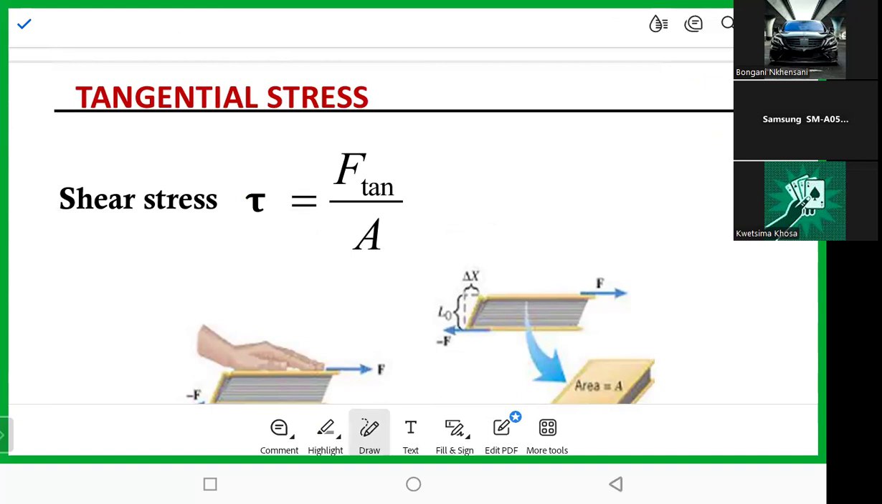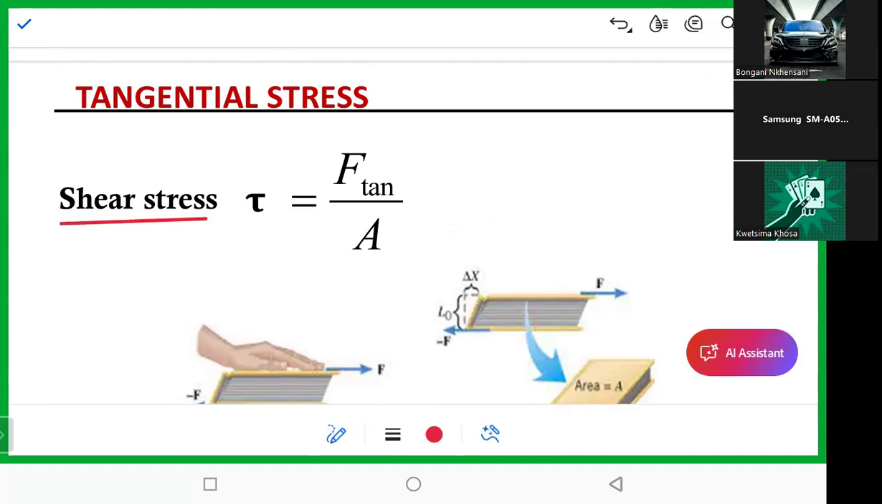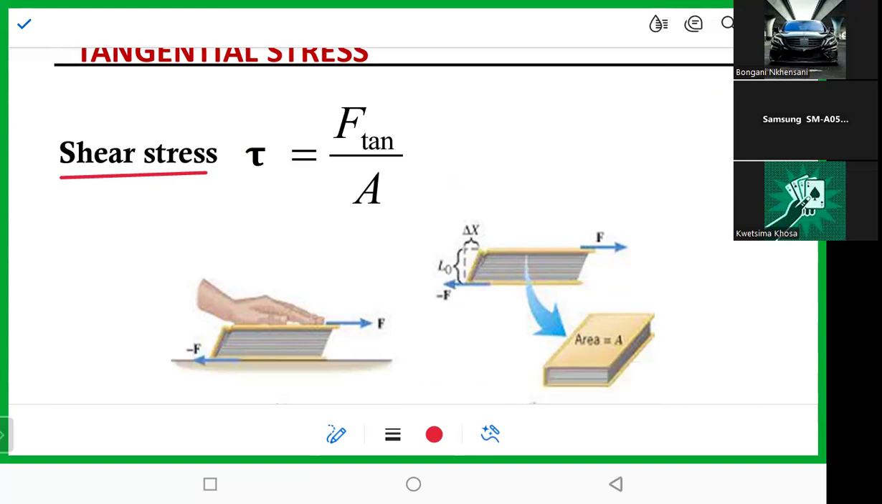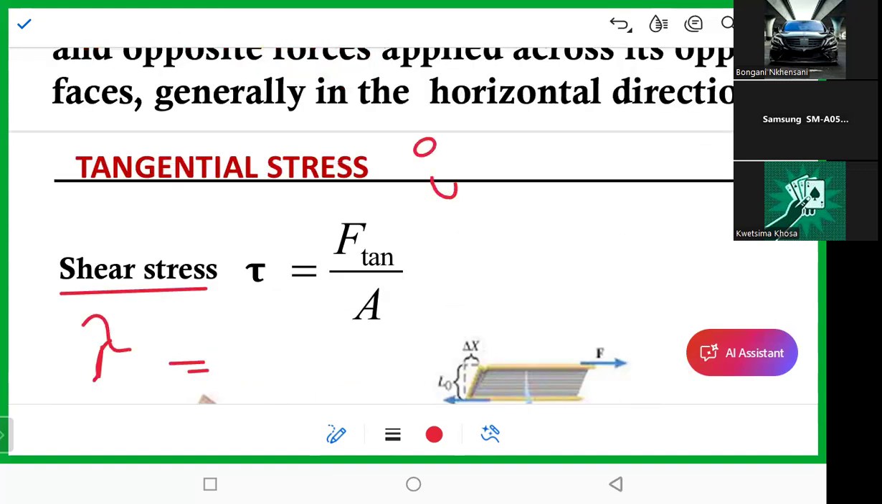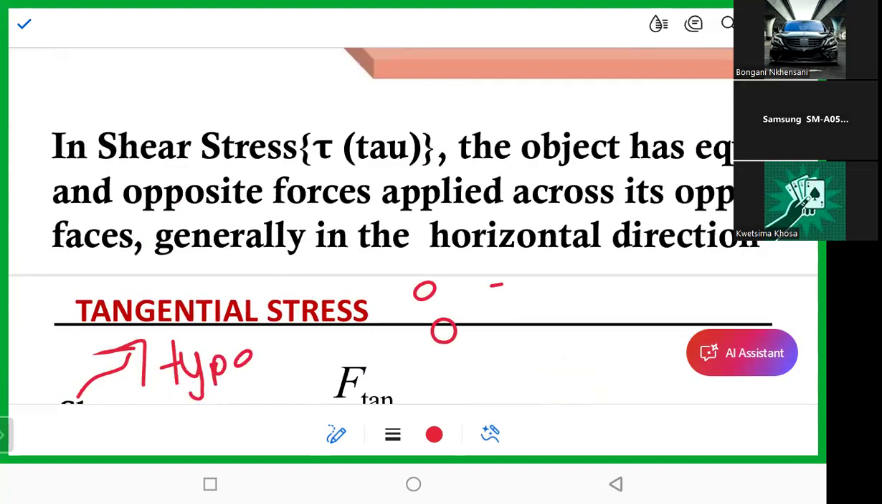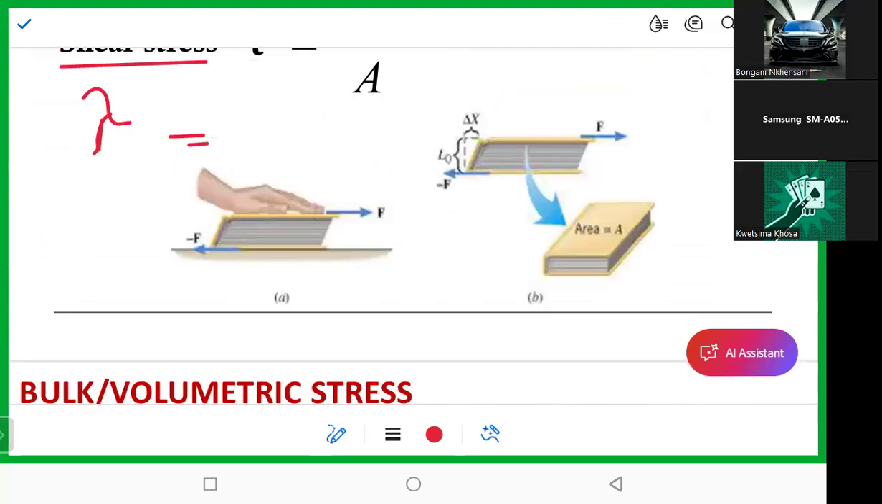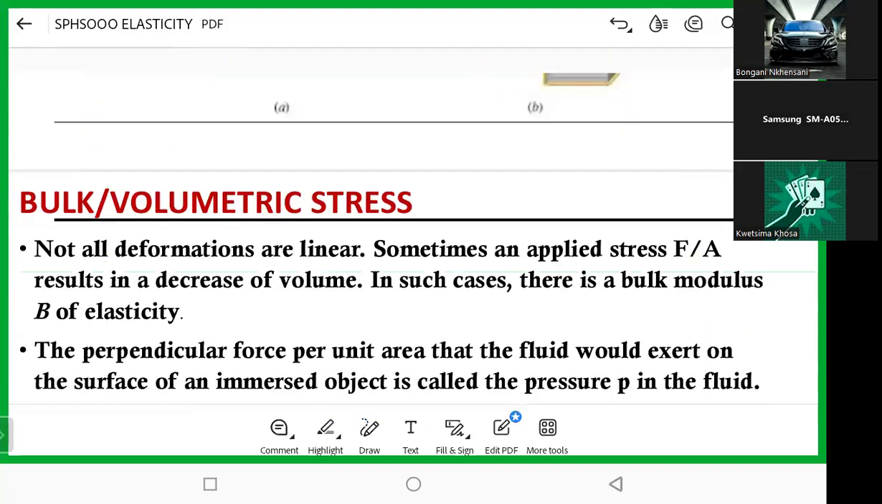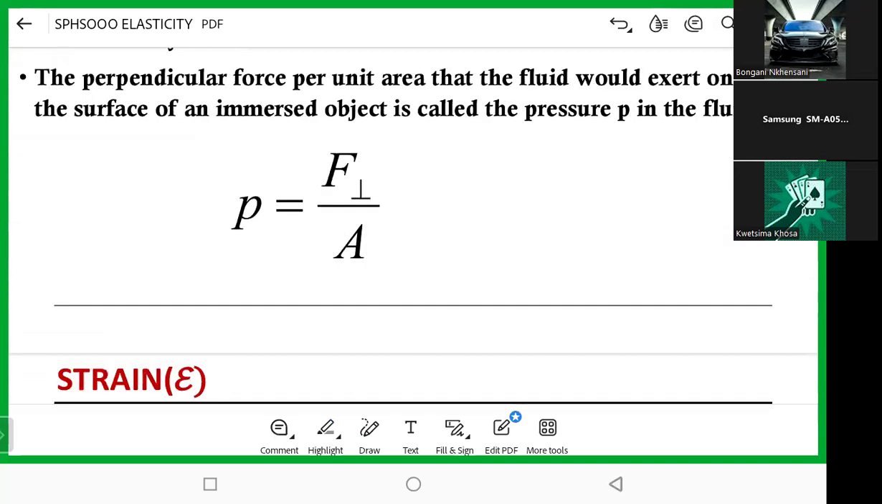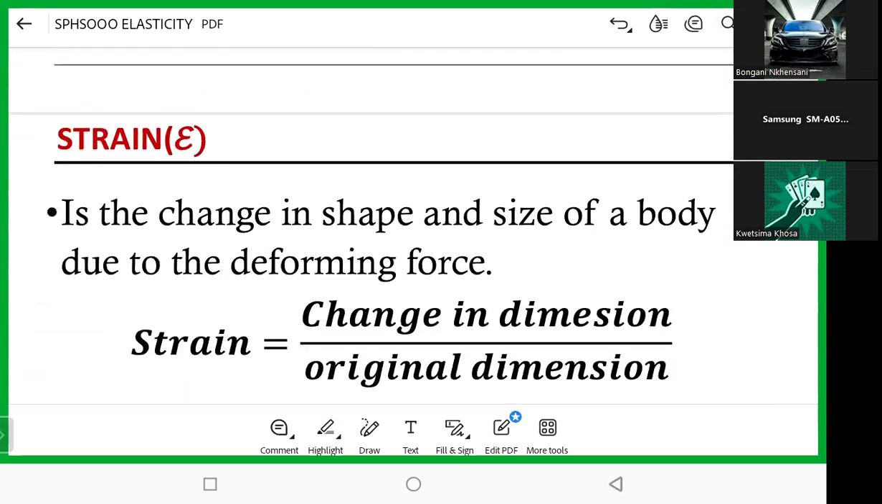This one is also important. You must understand it. What's the shear stress? So the unit for shear stress is what? It's not actually lambda, but it looks like lambda. So shear stress is a type of tangential stress, no? A type of tangential stress. So the question is what changes on shear stress and what changes on bulk stress. So you must be able to understand that.